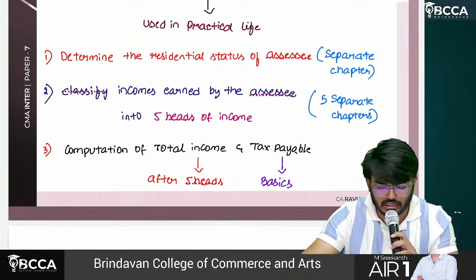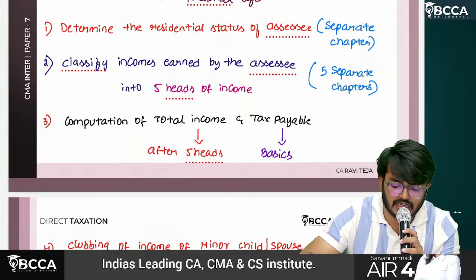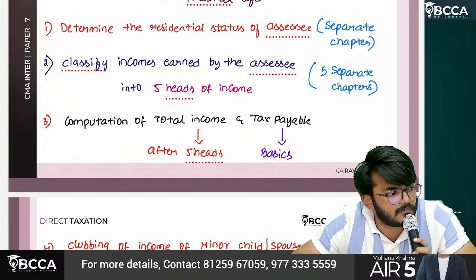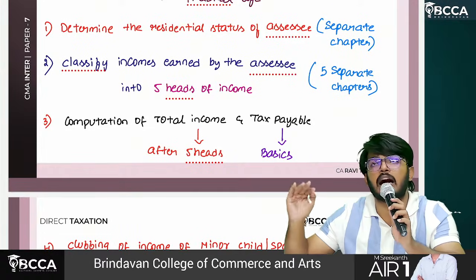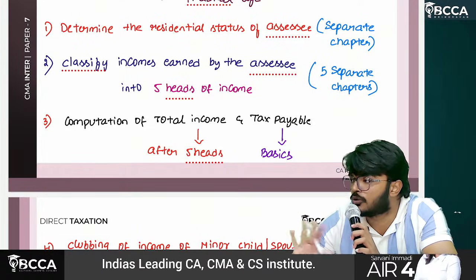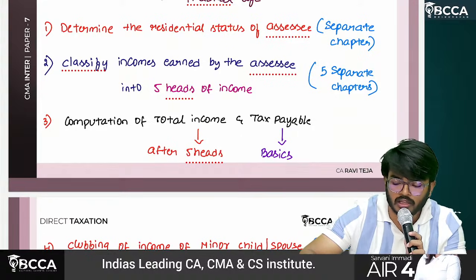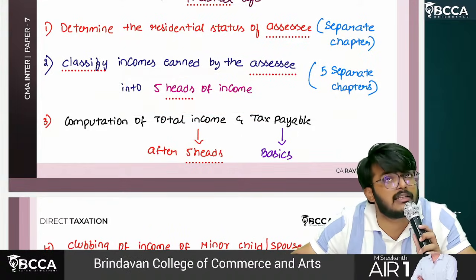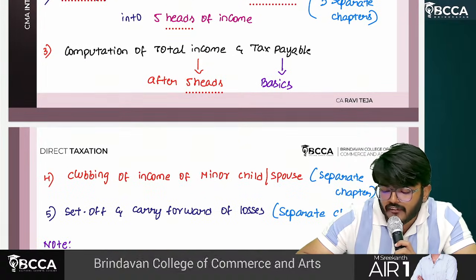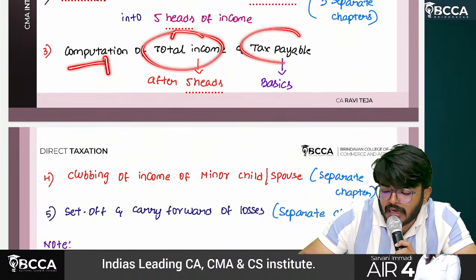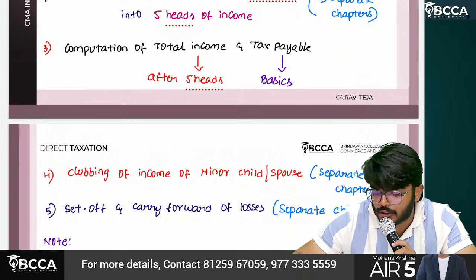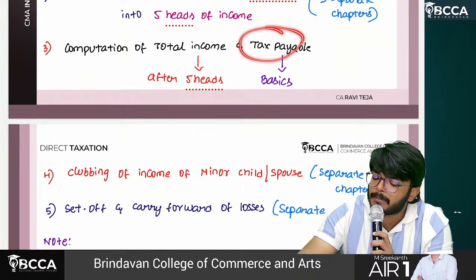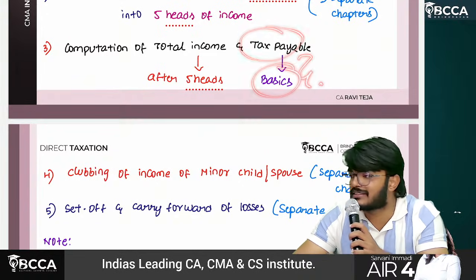Second thing is what? We have to classify the incomes earned by the SSE into 5 heads of income. Whoever the person is, how many incomes that person is getting, we don't know. Even if you know, we have to classify into 5 heads of income. What is the third step? Tell me. We have to find out the total income and tax payable. Total income we will understand after completion of these 5 heads. Tax payable you will understand how to solve in the basics chapter only.